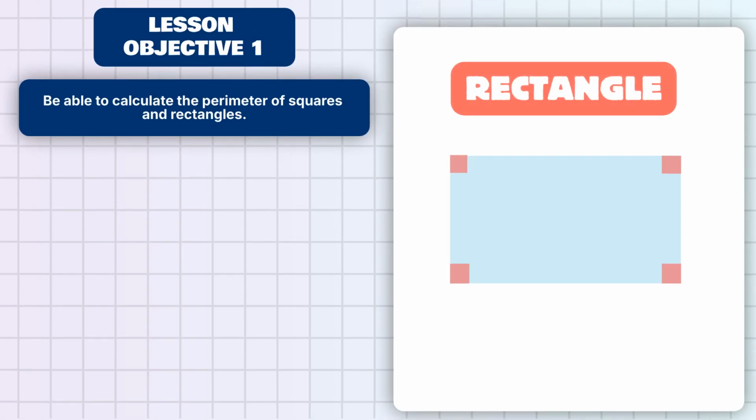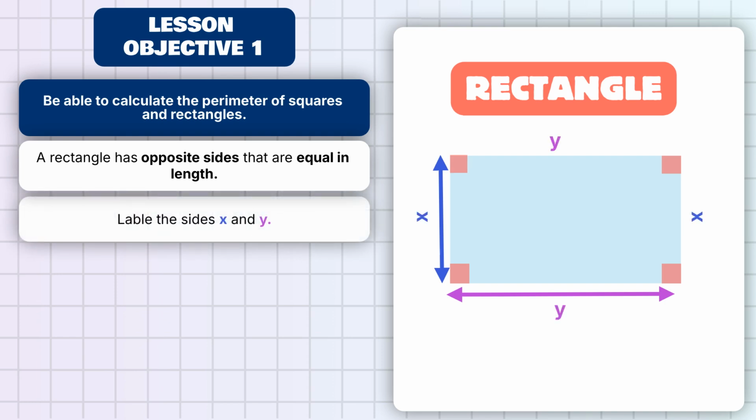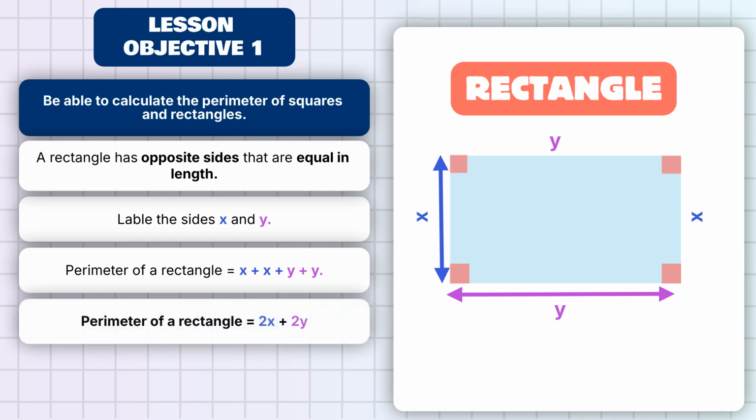Now let's go on to the perimeter of a rectangle. A rectangle has opposite sides that are equal in length. If we call the lengths of the sides x and y, we can calculate the perimeter by adding each side. Perimeter of a rectangle is x plus x plus y plus y. Simplifying this, we get 2x plus 2y.